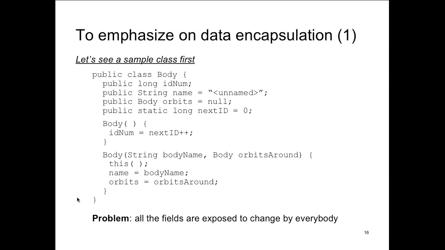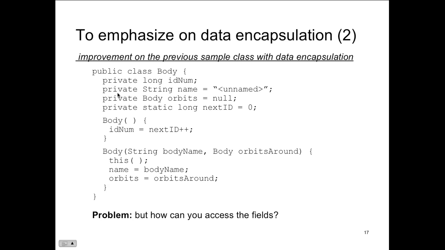To emphasize data encapsulation, let's see the sample class first. We have this sample class, it's going to be called Body. This is the implementation here. We've got public long, public String, public Body, public static. This looks similar to the other class we had. The problem is that all of the fields are exposed to change by everybody. This is the point I was making before. You don't want to necessarily make all these public, because anyone who wants to can go and change them.